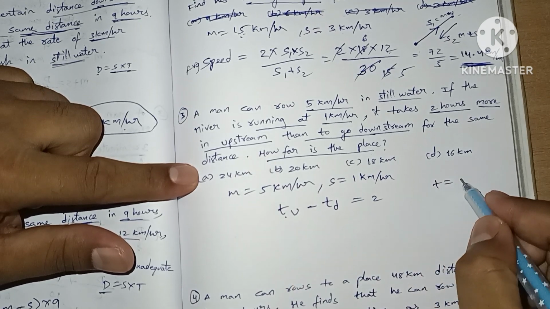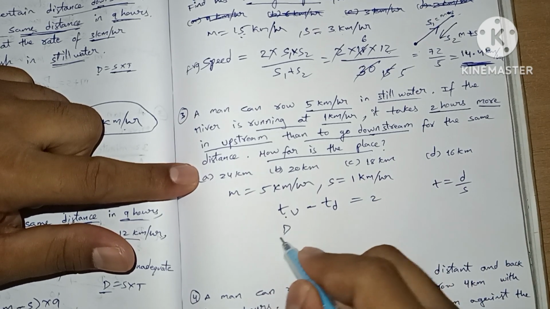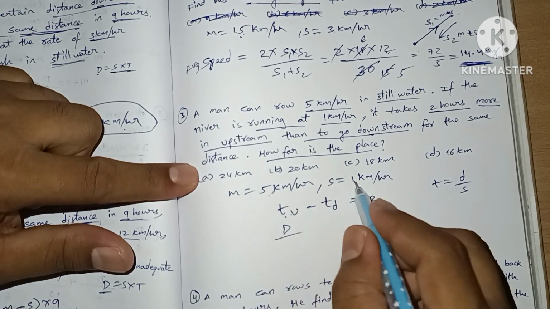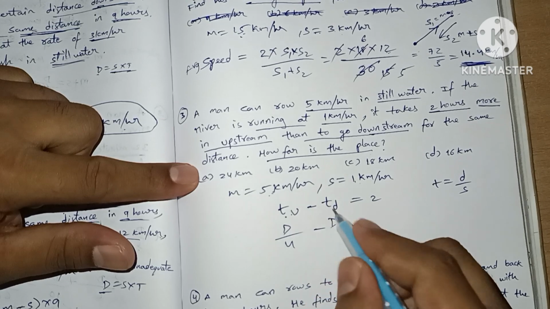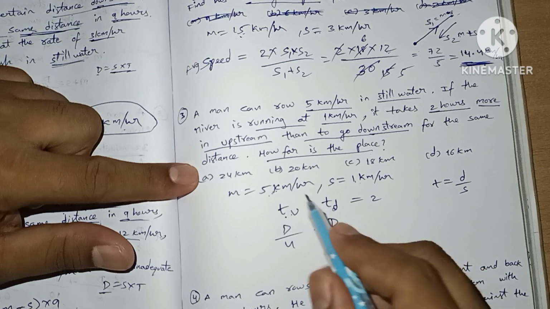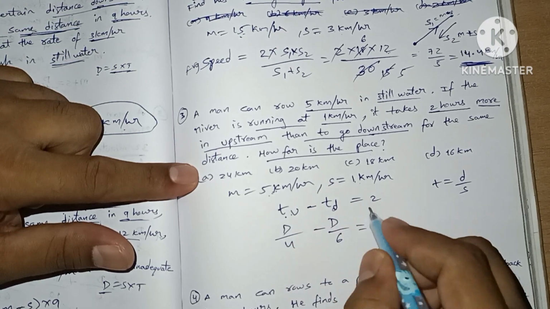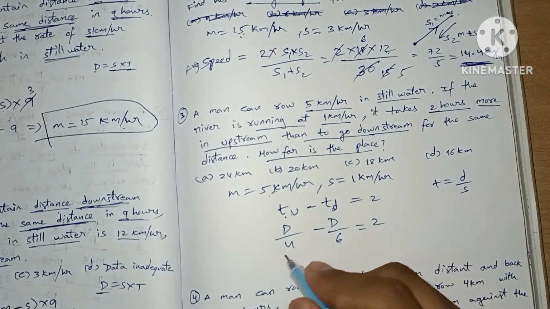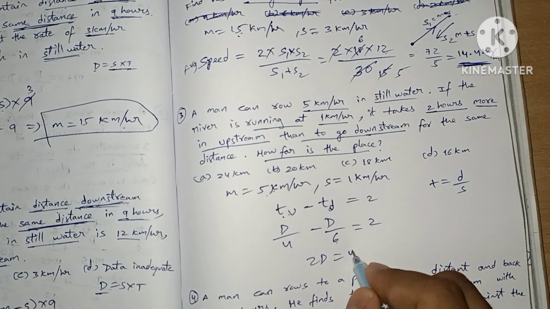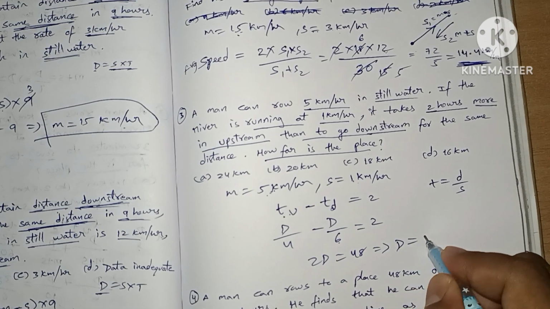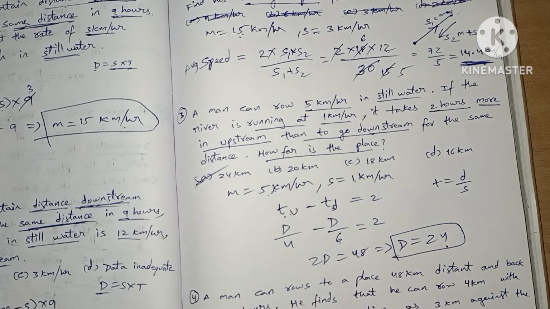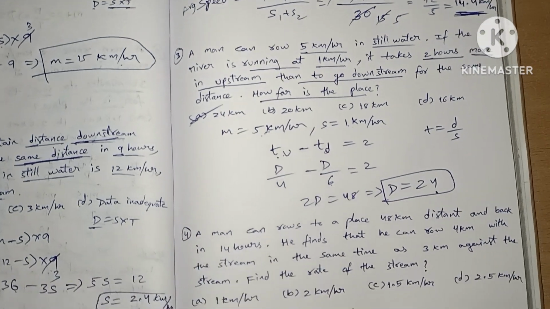Time is equal to distance divided by speed. Distance we don't know. Speed upstream means M minus S, which will be 5 minus 1, 4, with a certain distance D. Downstream, the sum of these two, which will be 5 plus 1, 6, equals to 2. Here D by 4 minus D by 6 equals 2, so 6 minus 4, 2D equals 24, so D equals 24. So the D value is 24. So 24 kilometers is the answer, option A. Let's see one more question, the final question.